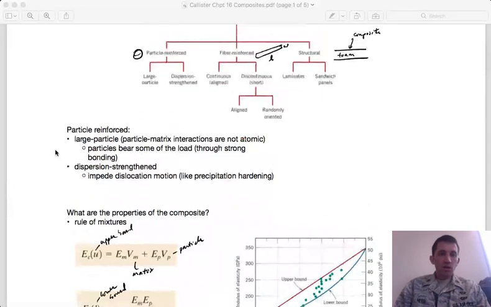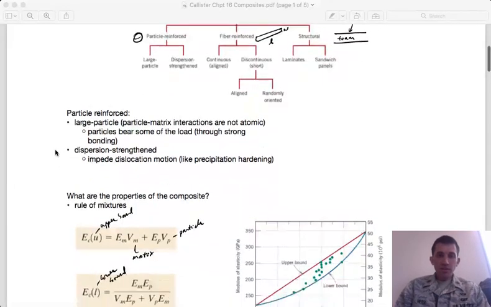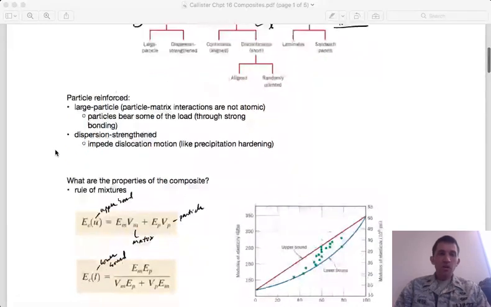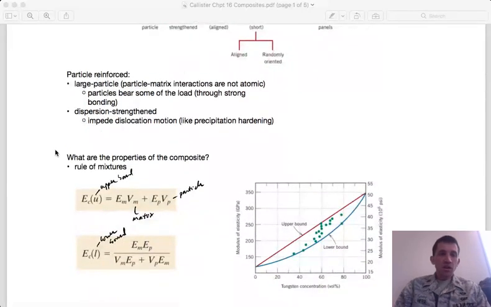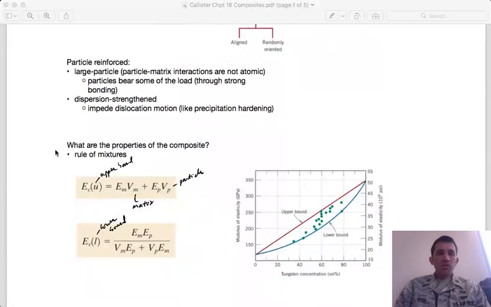Okay, so looking at these different categories one at a time here, we'll start with the particle reinforcement. As I mentioned, in particle reinforced composites you can have different sizes of particles, and the size scale of the particles determines how it behaves. So if you have large particles, then you're not really talking about particle-matrix interactions.